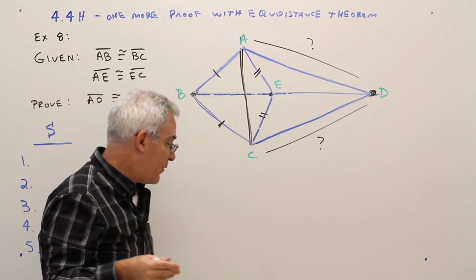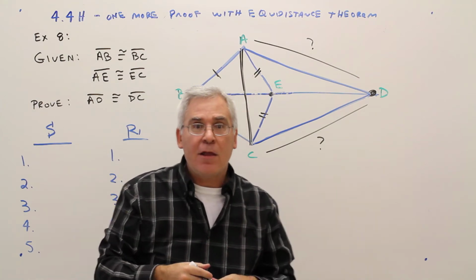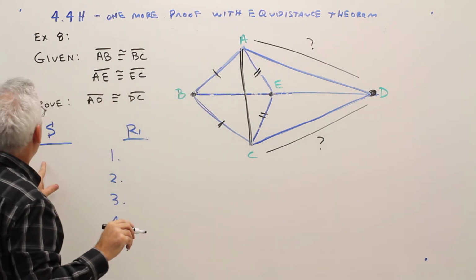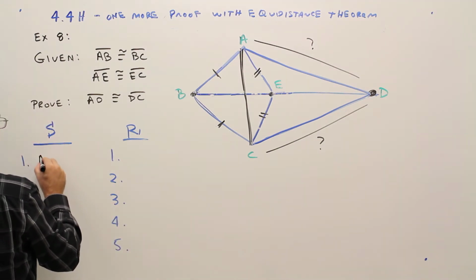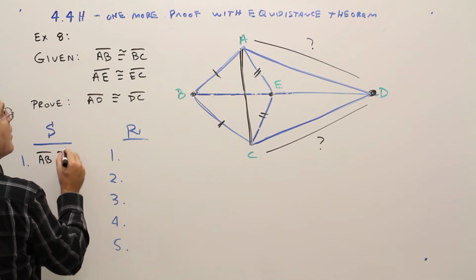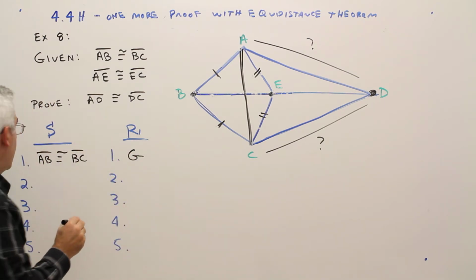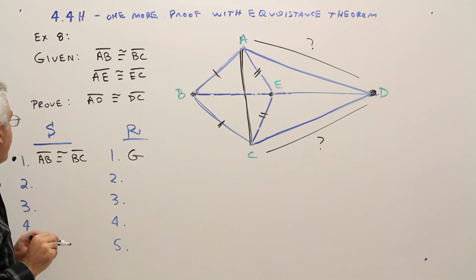So, fewer steps. I'm going to do the proof that way. Here I go, no triangle congruence whatsoever. Step 1, I'll just say AB is congruent to BC, given. That's one of my equidistant points.